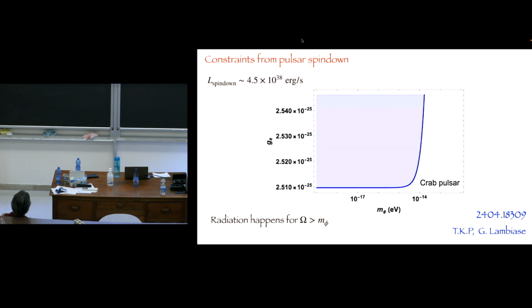So we are comparing with the observed value of the spin down luminosity for the pulsar, and we are considering that this scalar can contribute 1% of this. So this is the way you can get the bounds on G.